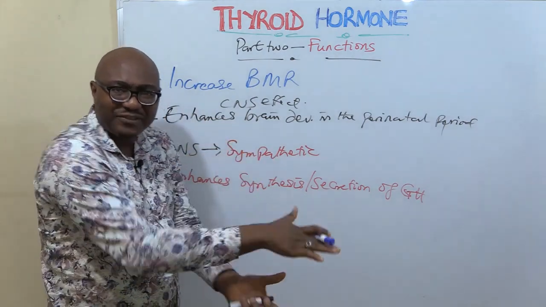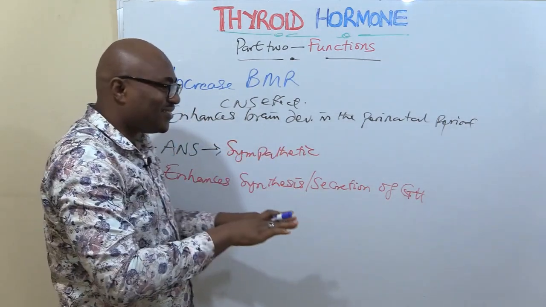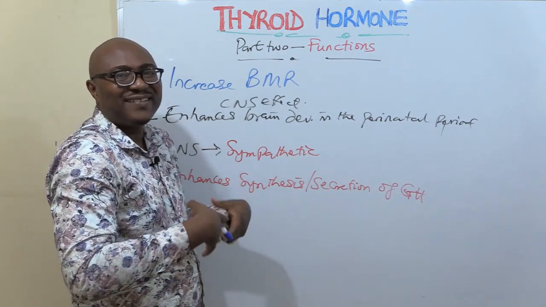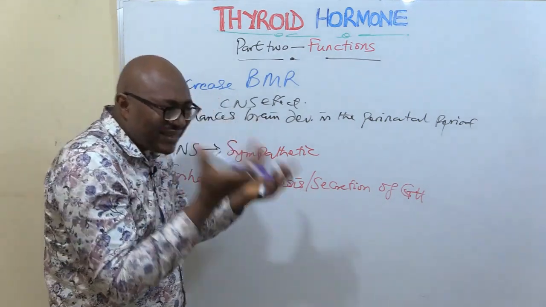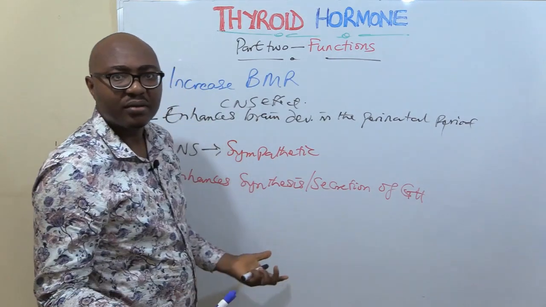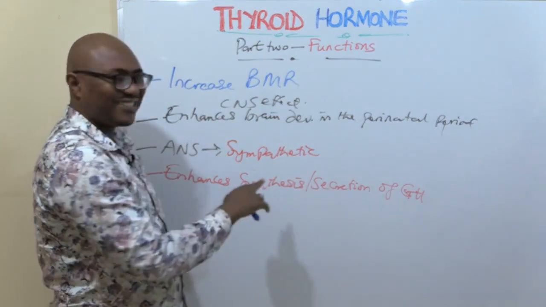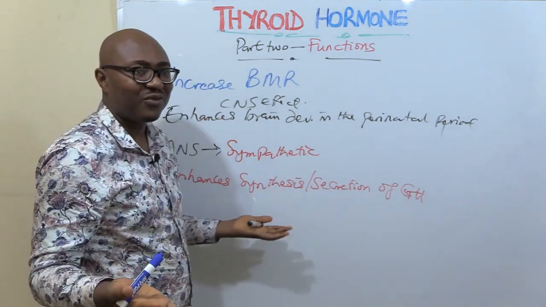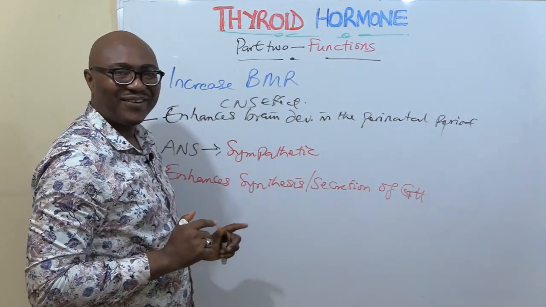So another thing you find out is that children with congenital deficiency, also apart from mental retardation, they are dwarfed. So it also results in dwarfism. So they call them cretins, cretinism. They are mentally retarded and they are dwarfed. They don't grow well because of this relationship it has with growth hormone. Growth hormone cannot function well without thyroid hormones.